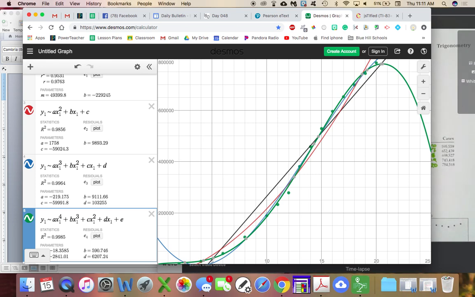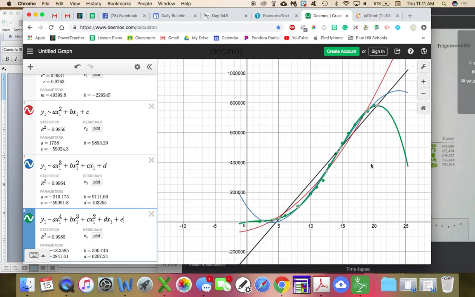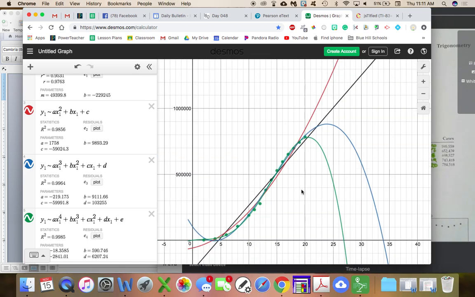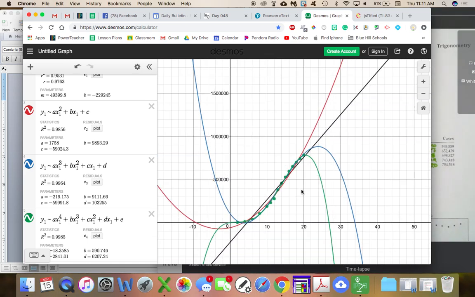Determine which equation best models the data. That's 99.8% down here. 99.8% of the data fits along that function. Now, let's see which one seems the most appropriate, though. Those are all of our graphs. Okay, linear is not good. Quadratic is the one in red that I have up here. It's at 98%.